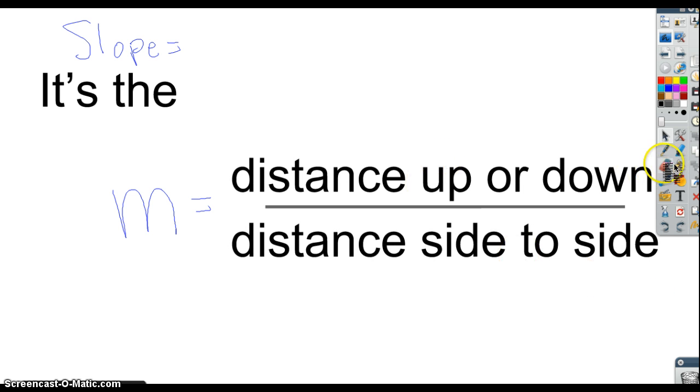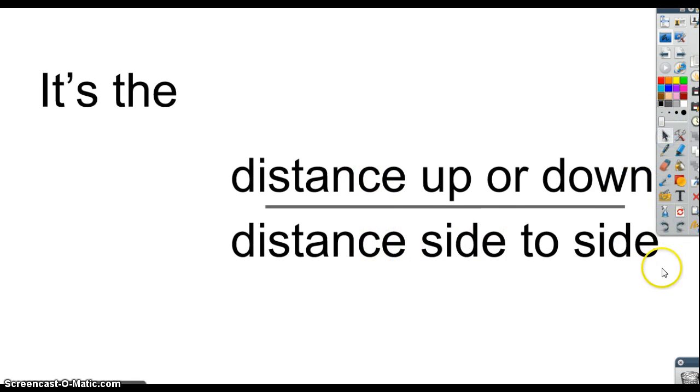And that makes sense because the sun rises. So when you rise, it's up or down. And then when you run, it's side to side. If I wanted to abbreviate that, I would say the distance up or down is the rise, and it goes up or down, and the distance side to side, well, that's the run, it goes side to side. And we're going to be dividing the rise by the run.